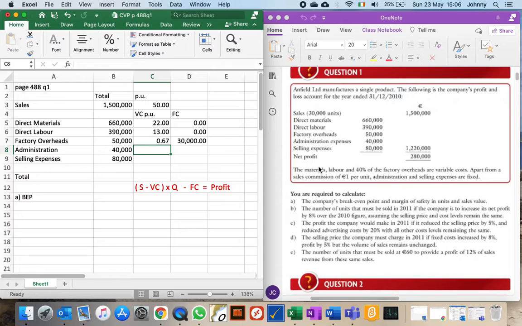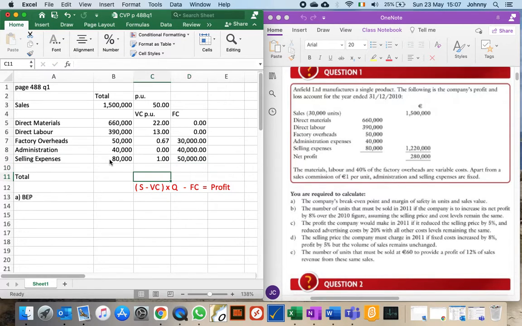Administration. And again, back to the bottom of the question. Apart from sales commission of €1 per unit, administration and selling expenses are fixed. So that means administration is fixed completely. So there's no variable element, and all administration, 40,000, is fixed. So selling expenses, we have €1 per unit is variable. Now €1 multiplied by 30,000 units means of the 80,000, 30,000 was variable, which means 50,000 would be fixed.